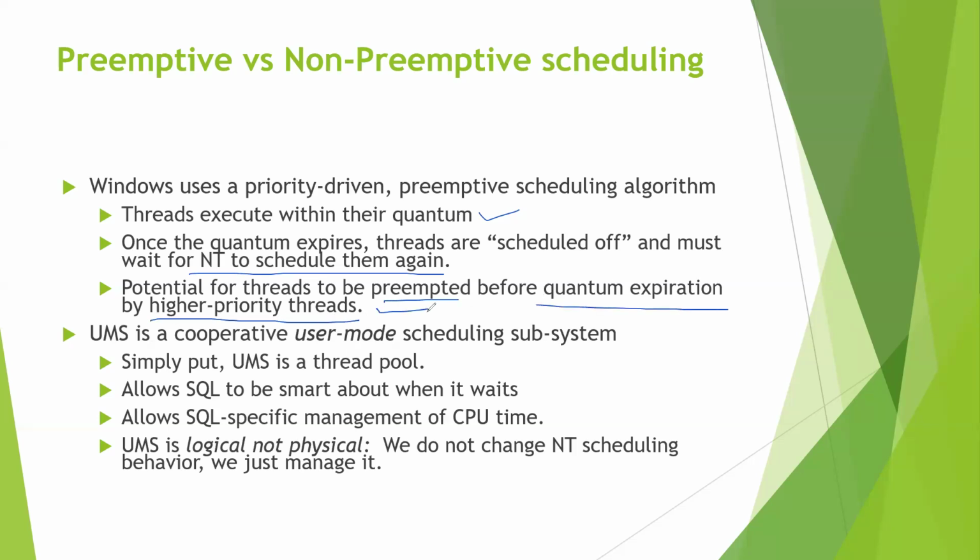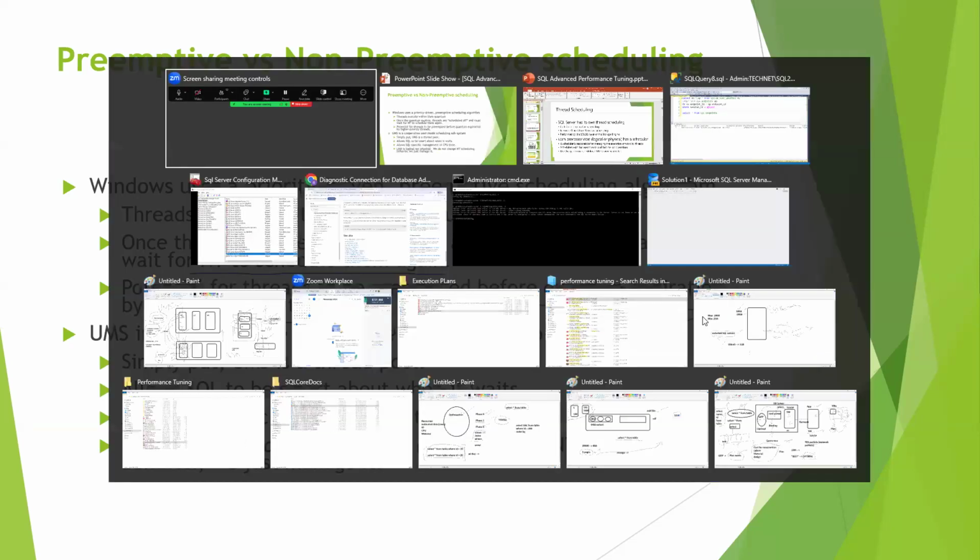This also I talked about, right? If a high priority thread comes in, even if the thread execution is only 1 millisecond, the thread will be kicked out of CPU, right? UMS is a cooperative user mode scheduling subsystem. I will talk about why it is cooperative, right? So I'll tell you here itself.